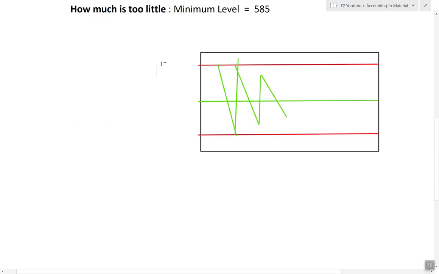So if we put this on a graph here, our maximum level would be the higher red line, the minimum level would be the lower red line, and then 1710 would be the green signal to order more. If our inventory is in between these 2 red lines, it means we are managing our inventory good. But if it crosses the above red line frequently, or crosses the lower red line frequently, it means we are not managing inventory very well.